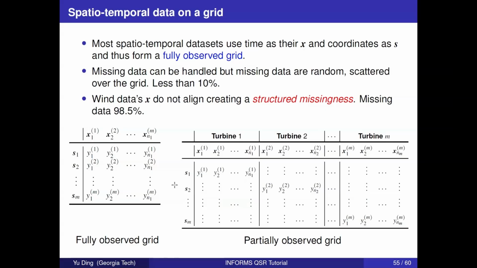And actually, many of the data points over the grid are missing. And they are structurally missing. They are not randomly missing. So if you have a fully observed grid with only some missing data here and there, it's relatively easy to handle. They are randomly scattered over the grid, typically less than 10% of the total data points. And in our case, we have 98.5% missingness of the data, right? So what are you going to do with that?